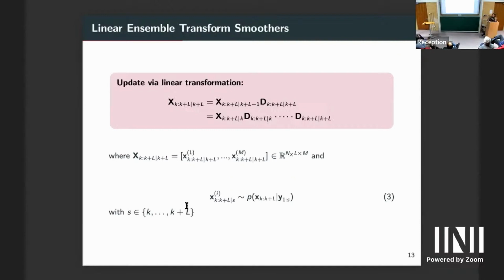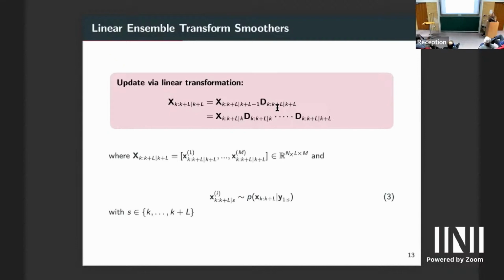So the first thing to realize about this is, again, ignore the big long expression. This is basically my prior ensemble and my posterior ensemble. And my update is essentially just a linear transformation of my ensemble.